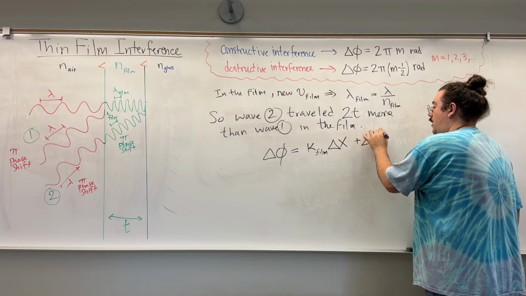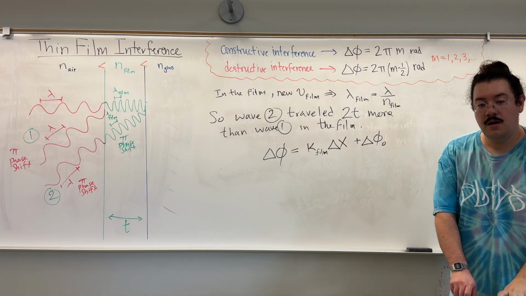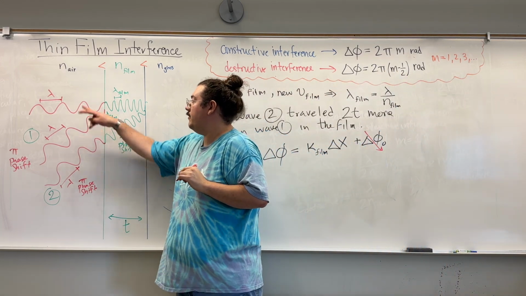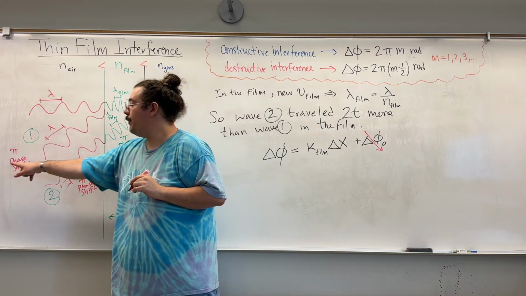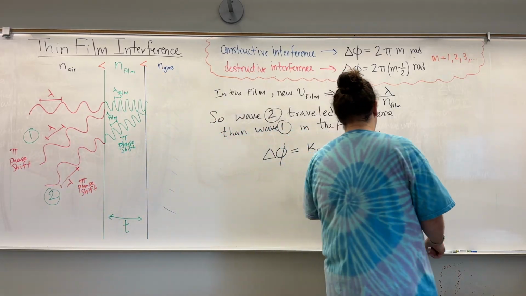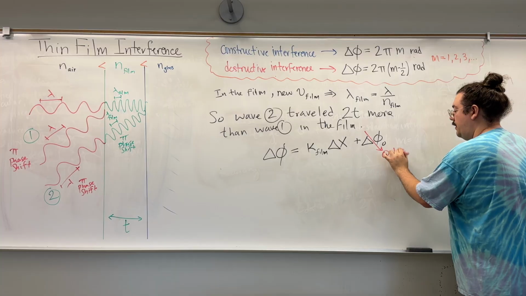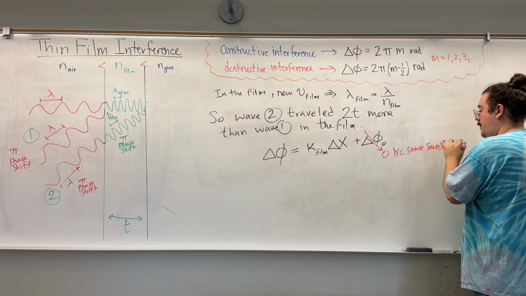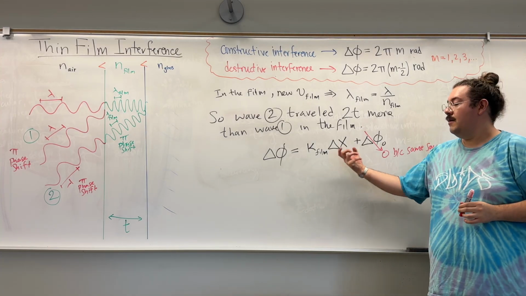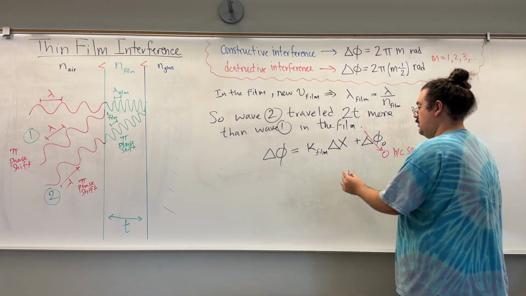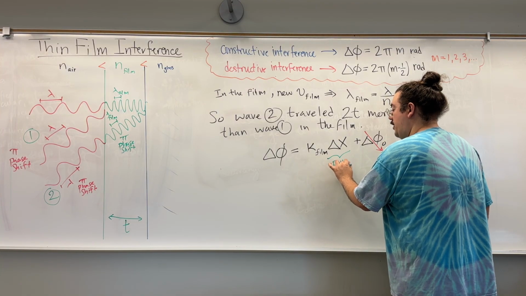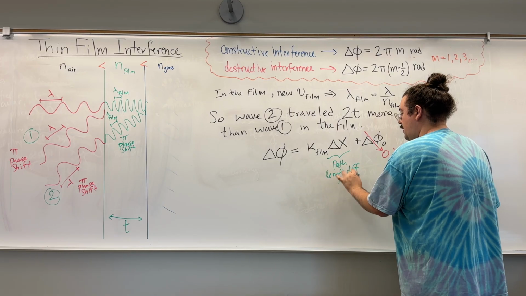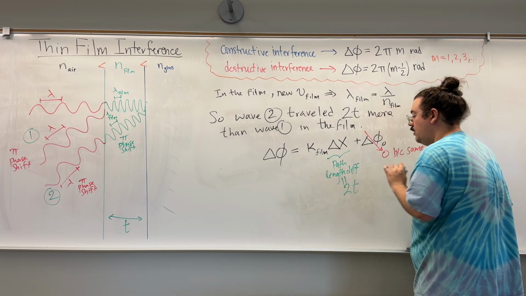plus an intrinsic phase shift. But we know that both waves came from the same source, and they both picked up an overall pi phase. So this will be 0 because they have the same source. So all that matters is that path length difference. And we know that this path length difference, in our case, is 2t.